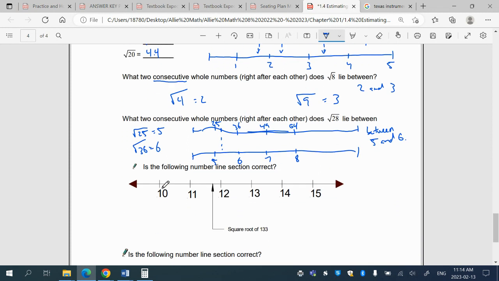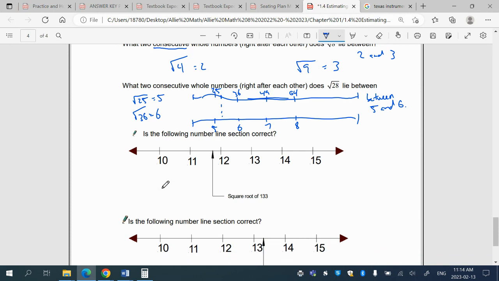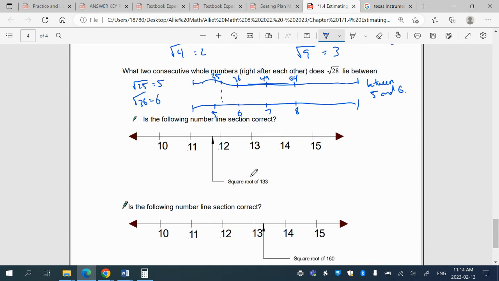So now let's look. Is the following number line section correct? So is the square root of 133 approximately here? How can we figure that out? I think what we can do is think to ourselves, okay, what is 11 squared? That's going to be 121. And what's 12 squared? That's going to be 144. So is the square root of 133 approximately there?